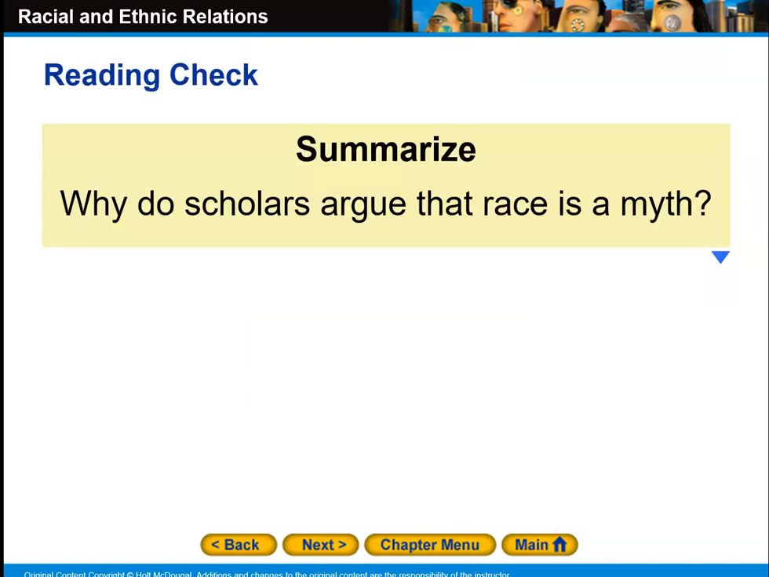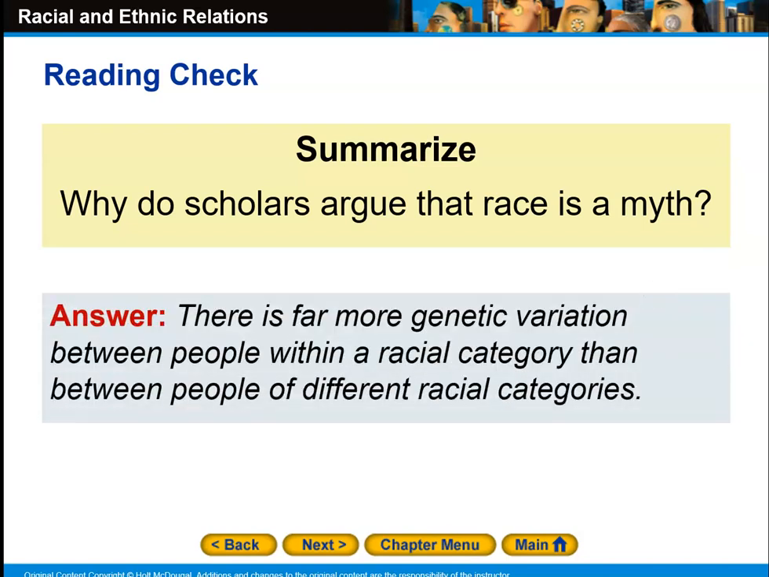Why do scholars argue that race is a myth? There's far more genetic variation between people within a racial category than there is outside of its racial category. So our differences are external, not internal.